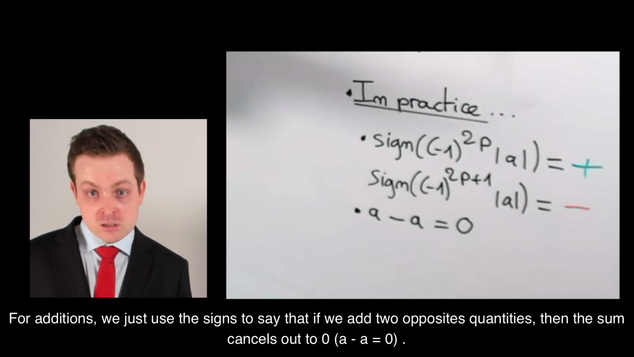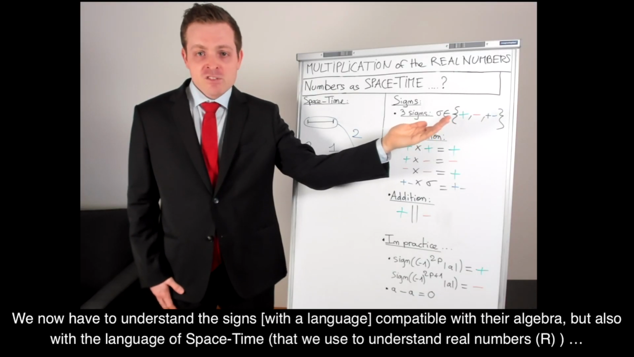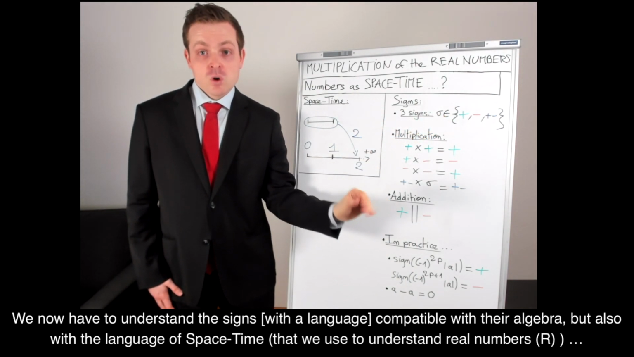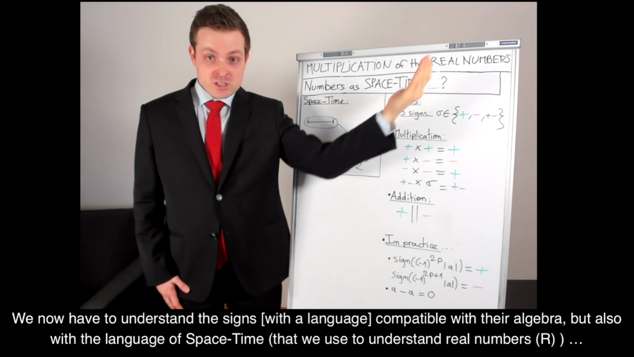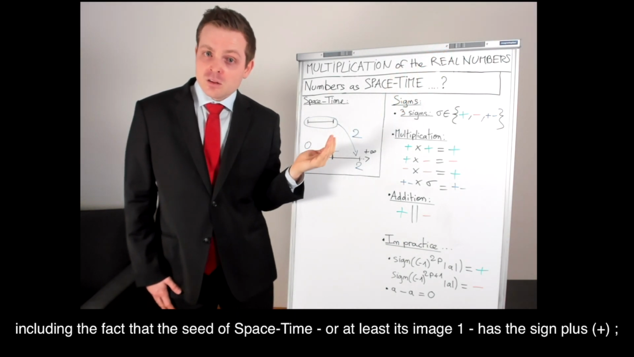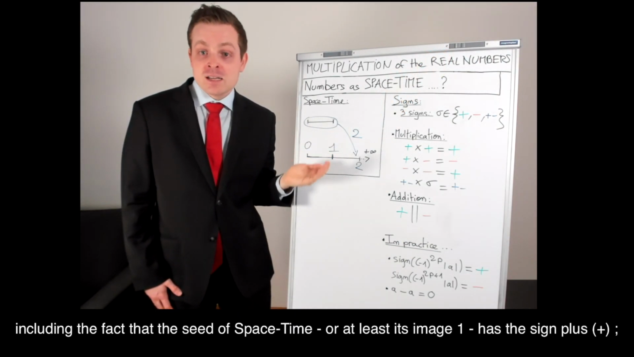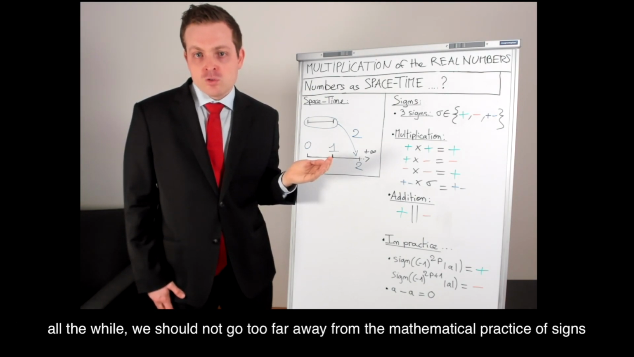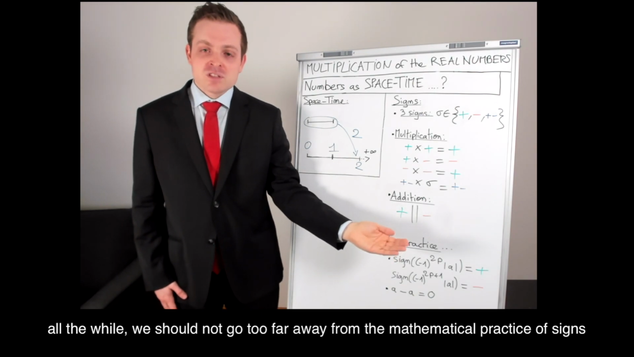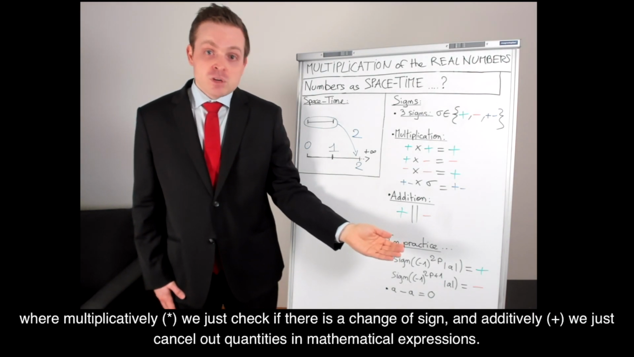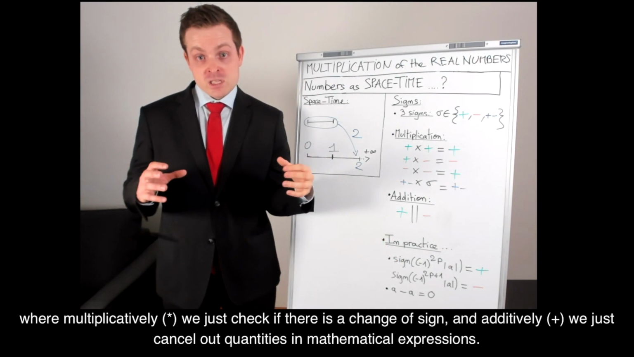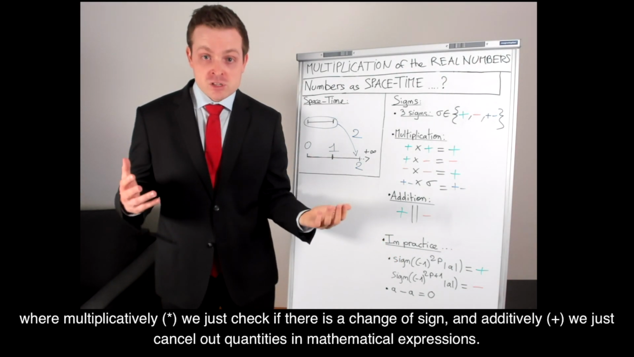We now have to understand the signs in a way that is compatible with algebra, but also with the language of spacetime that we use to understand real numbers, including the fact that the seed of spacetime, or at least its image, has the sign plus. All the while, we shouldn't go too far away from the mathematical practice of sign, where multiplicatively we just check if there is a change of sign, and additively we just cancel out quantities in our mathematical expressions.